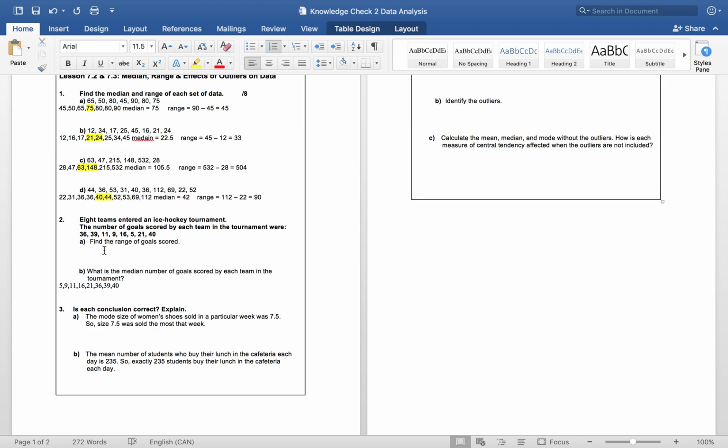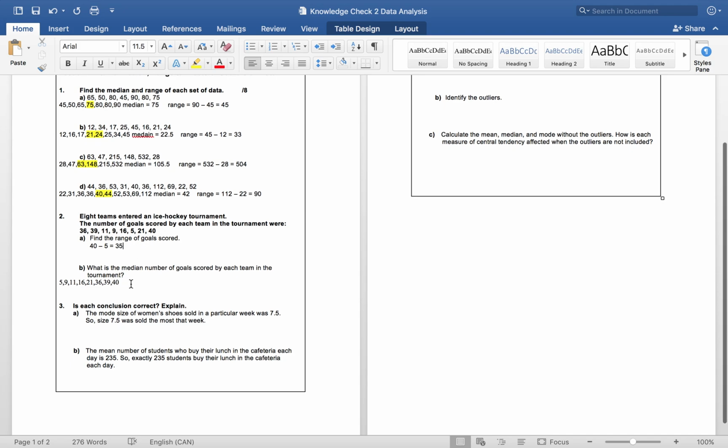So once again, to find your range, you're going to take your largest number, which is our 40, I believe. So yeah, our largest number there is 40. Take away your smallest number, which is 5. The range in goals scored is 35. So the difference, meaning range, from 40 to 5 is 35. There's 35 in between. So 1 mark there for part A, a range of 35.